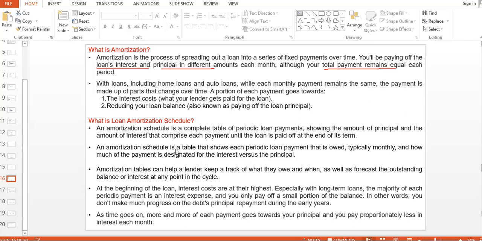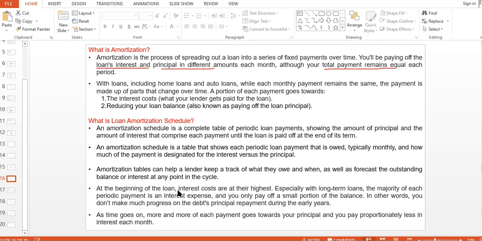An amortization schedule is a table that shows each periodic loan payment that is owed. It may be monthly, it may be yearly, it may be quarterly, depending on the problem. An amortization table can help a lender keep track of what they owe and when, as well as forecast the outstanding balance or interest at any point in the cycle.